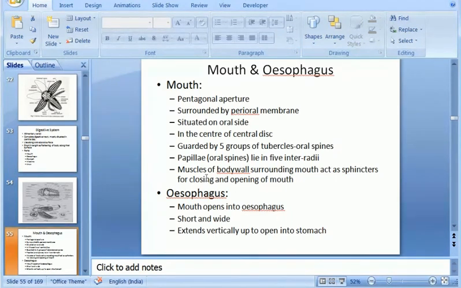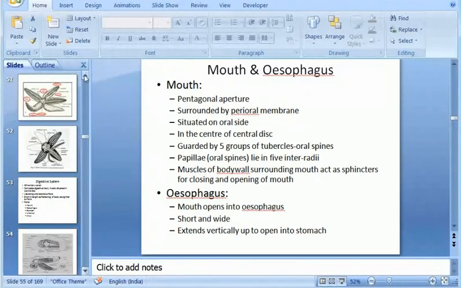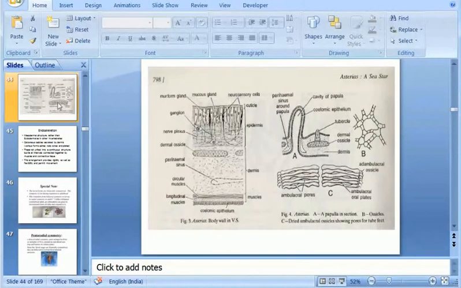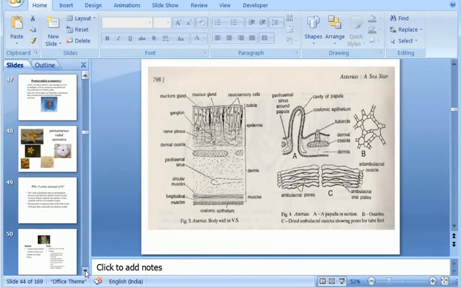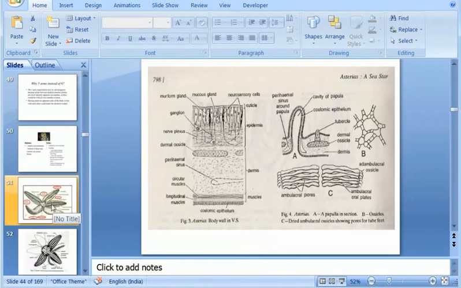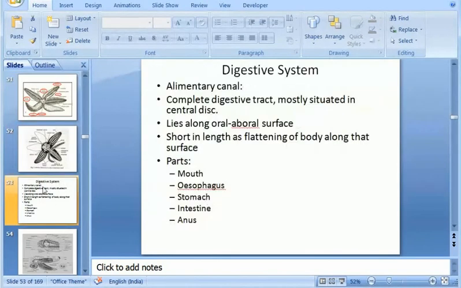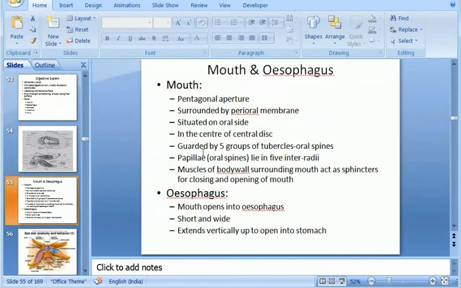Muscles of body wall. If you recall, the body wall is invested with muscles. Let's see if we can find this body wall part here. This is the body wall vertical section, and you see that it is invested with muscles, that is circular muscle fibers and longitudinal muscle fibers. So the contraction and relaxation of these muscles bring about the opening and closing of the mouth. So this is the structure we were talking about.